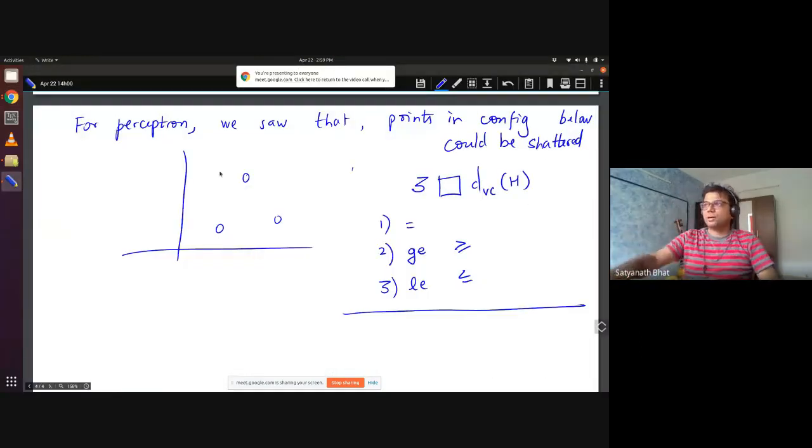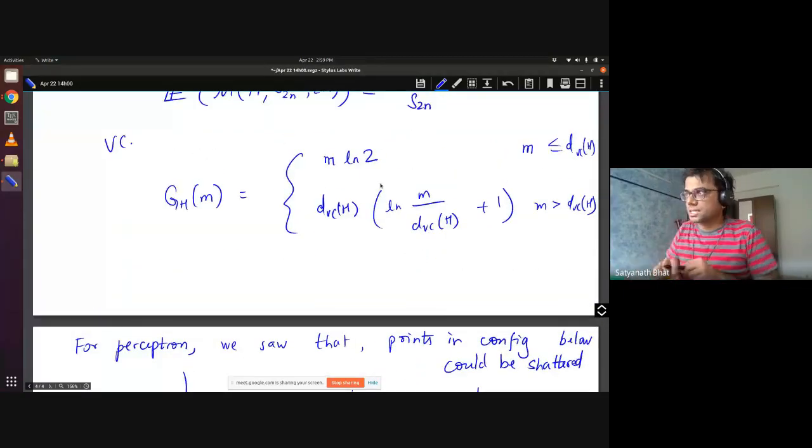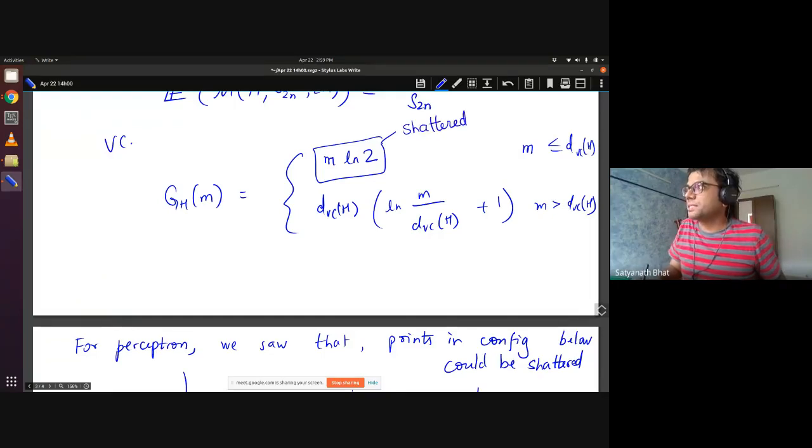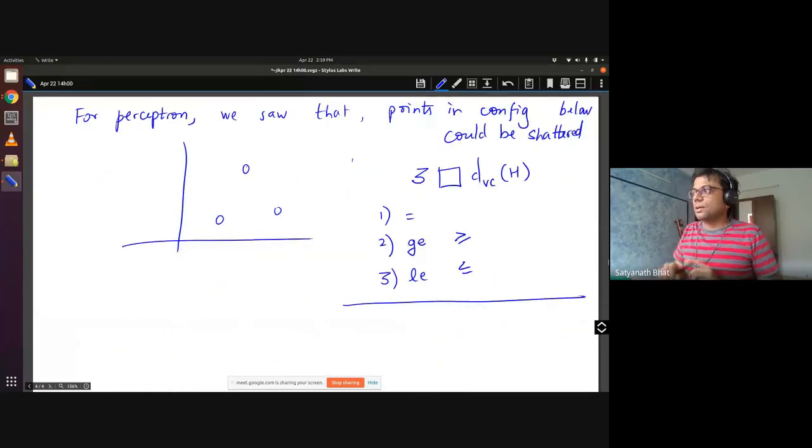Okay, so if you come back to the VC inequality, what we are saying is, in this world, where the growth function is here, this is the case where you have shattered all the points. This is the shattered world. Whenever you have shattered, that particular number should be less than or equal to dVC. So 3 is the correct answer.